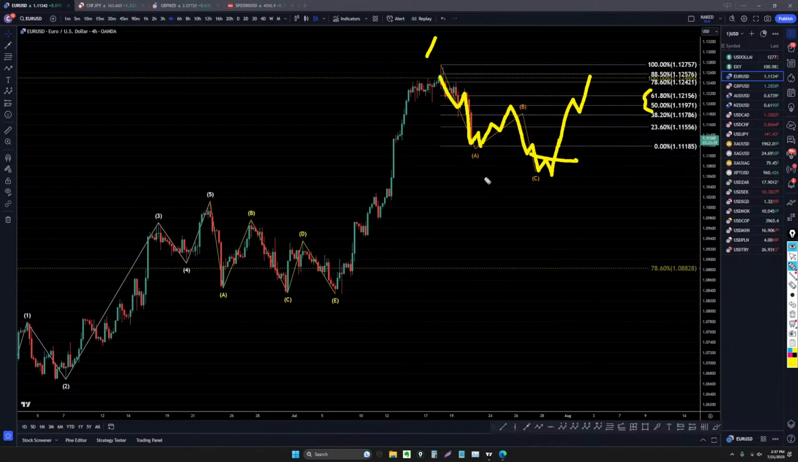I still think that this is like a 1 of 3, probably a 2 of 3, and eventually it's going to go up and make a wave 3 of wave 3. Probably going to go up on next Wednesday's FOMC news right there, I bet.